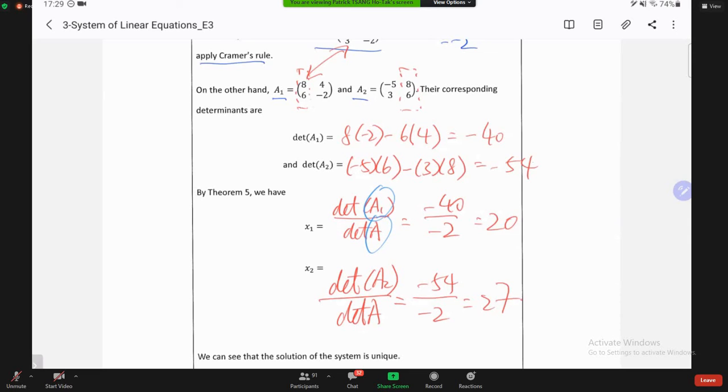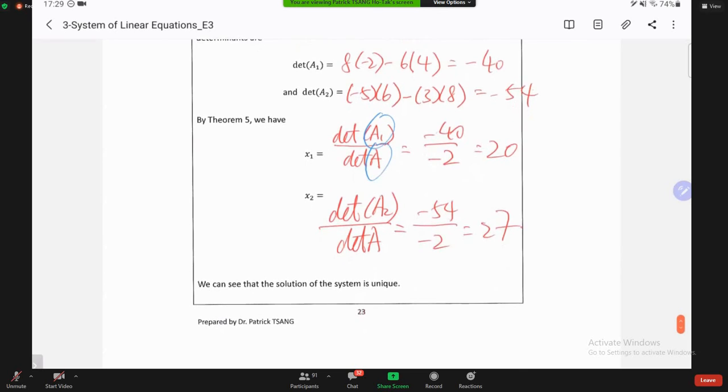Okay, so basically we solved the system already. X1 and X2 are equal to 20 and 24 respectively. You can see that the solution is actually unique. The number is unique. So I would say the solution of the system is unique, right?